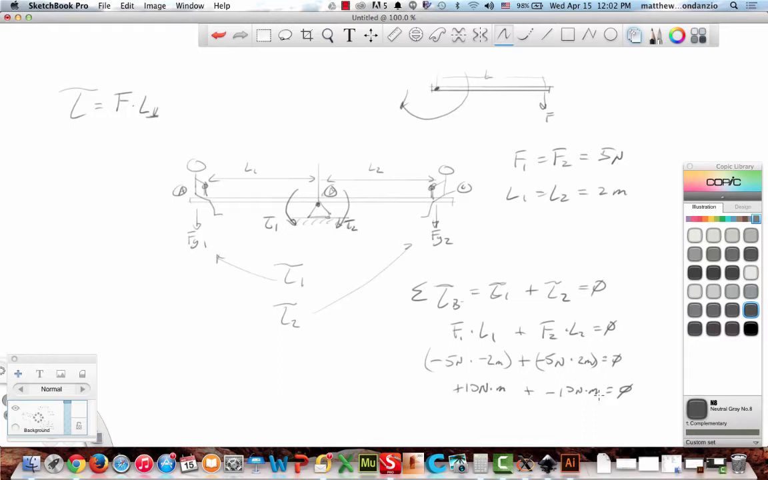Wait, why is it? I just gave you some values.